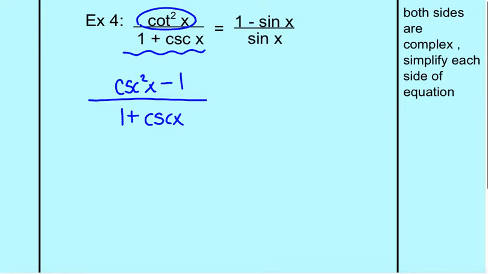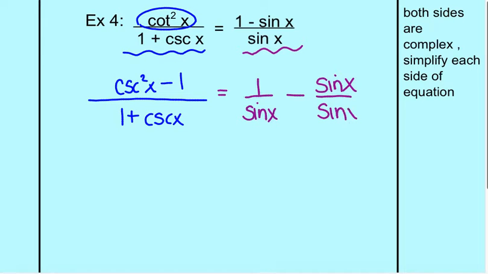All right, heading over to the right-hand side of the equation. What I'm going to do there is take that one big fraction and split up the denominator. So I have now two fractions, 1 over the secant of x, and then minus the sine of x over the sine of x.